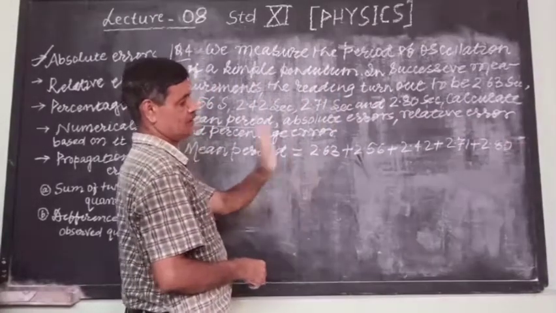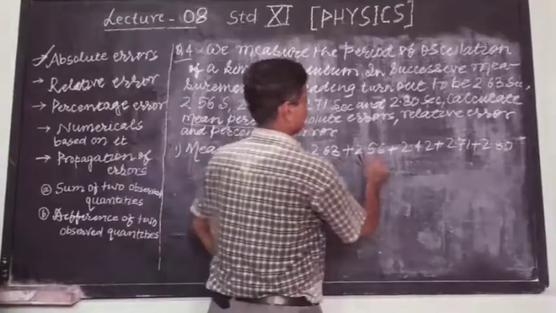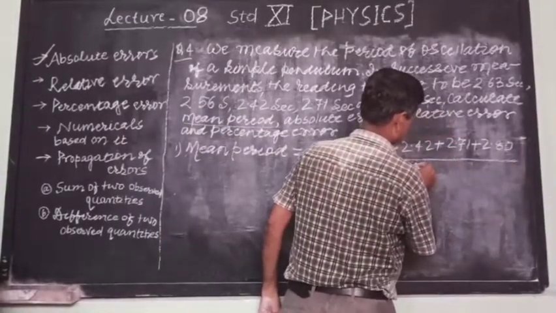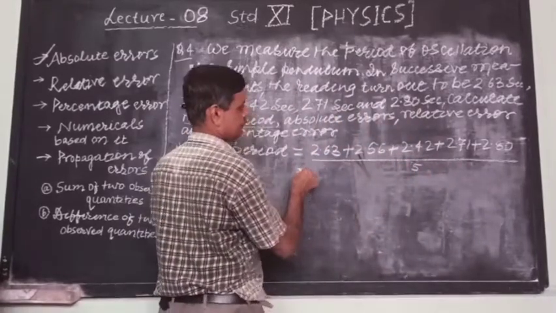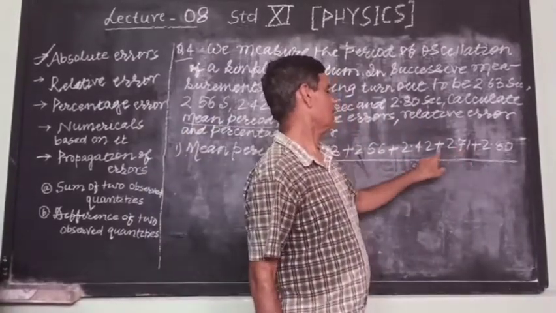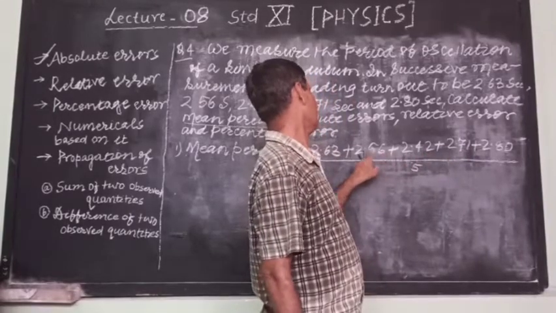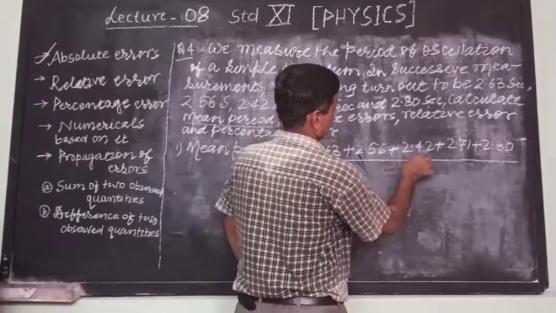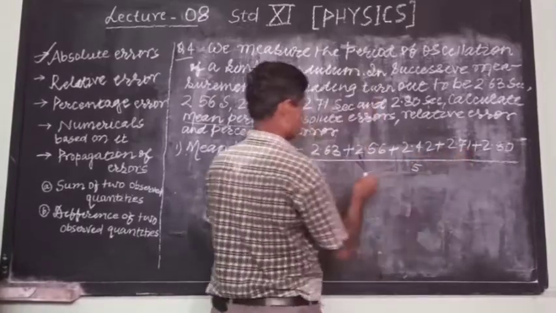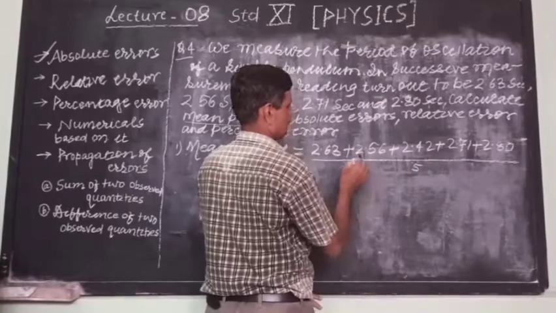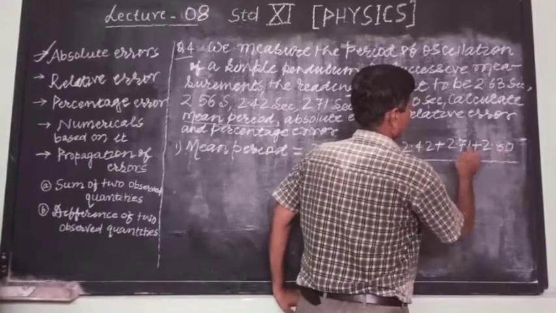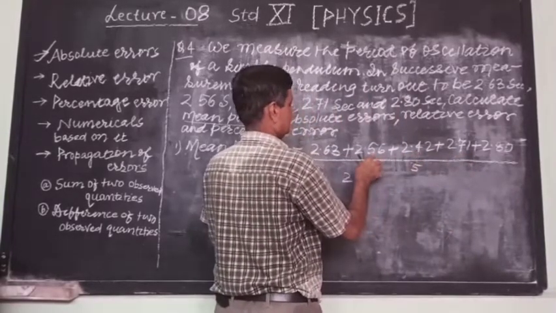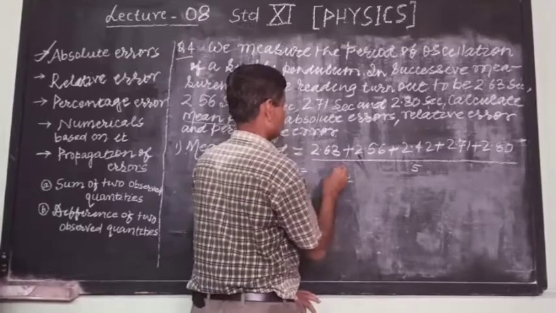Overall observations were 5: 1, 2, 3, 4, 5. So the whole is divided by 5. You have to add it. 1 plus 2 is 3, 3 plus 6 is 9, 9 plus 2 is 11, 11 plus 7 is 18, 9 plus 7 is 16, 16 plus 4 is 20, 25 plus 6 is 31.